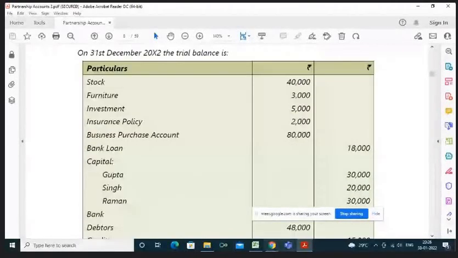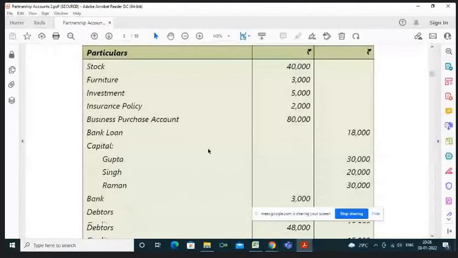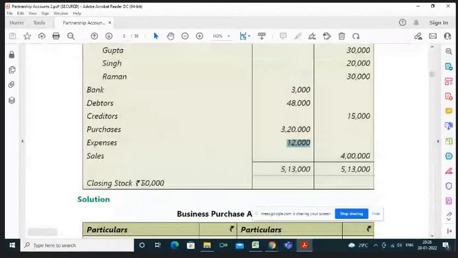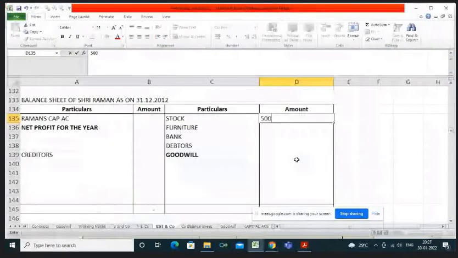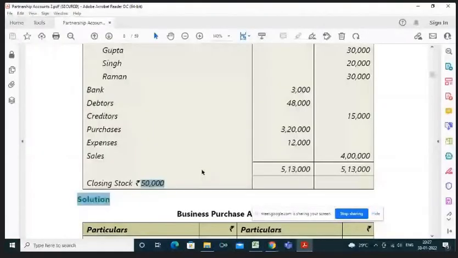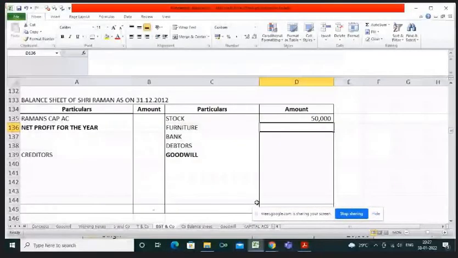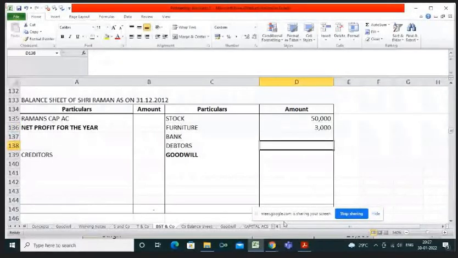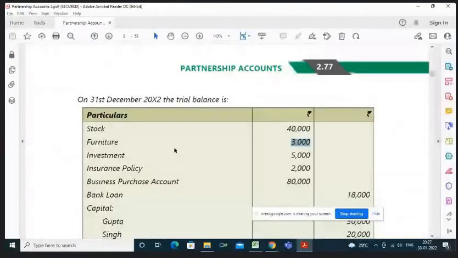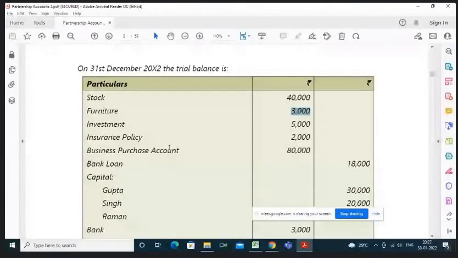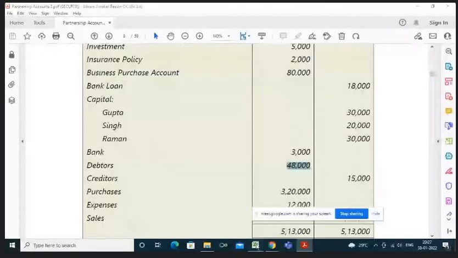So stock is 50,000. Closing stock is given as 50,000, so I'll show my stock as 50,000. And the value of furniture, my closing value of furniture is 3,000. So I will show this 3,000. And debtors I have taken over. How much is the value of closing debtors? Closing debtors, the value is 48,000.